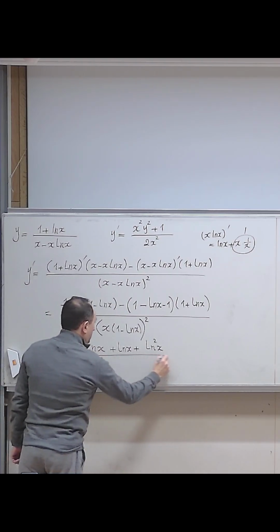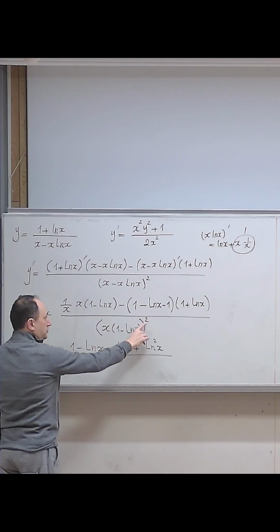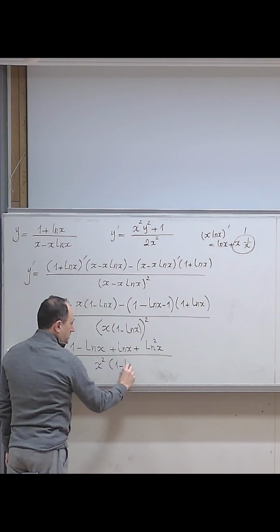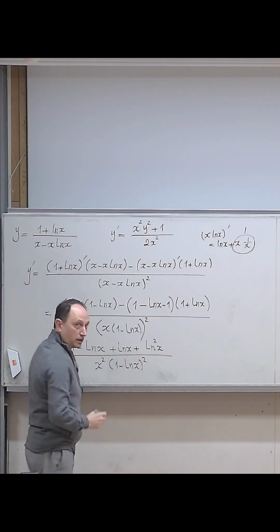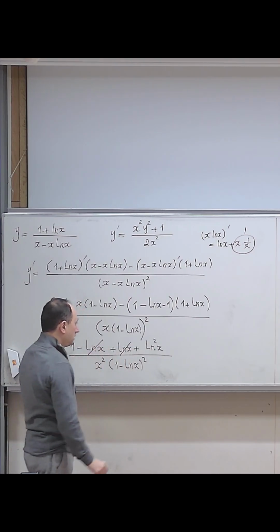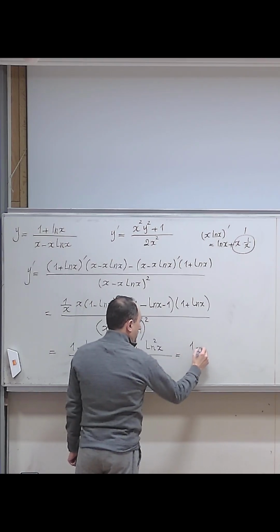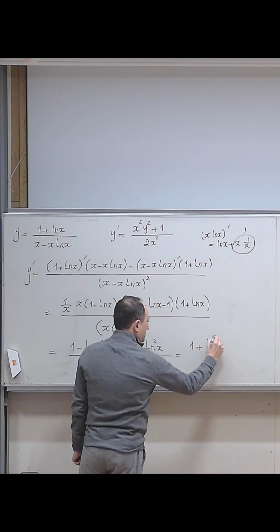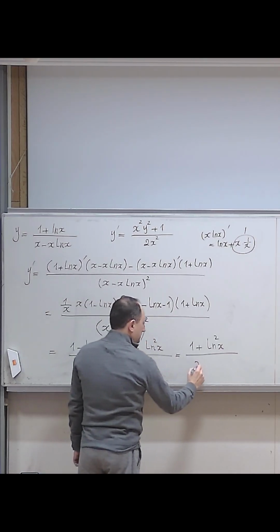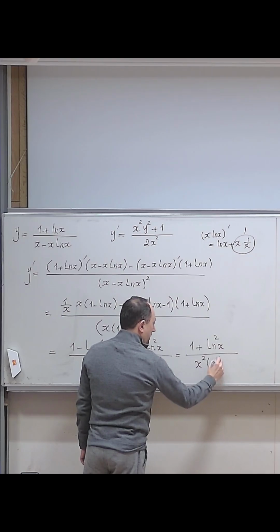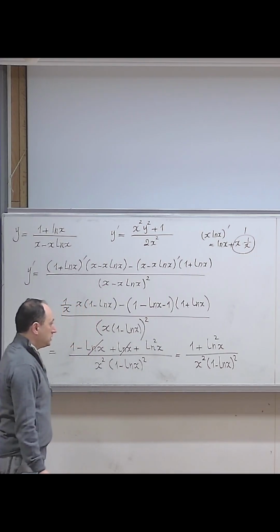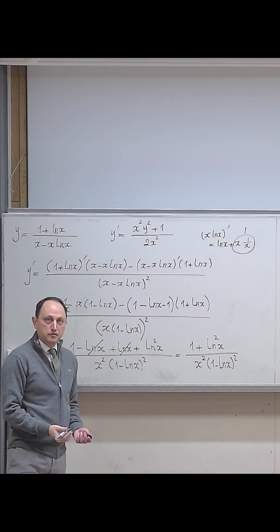And in the denominator, this is a product to the power 2, so this becomes the first one squared times the second one squared. Yes, one more step. This minus ln x and that ln x are gone. So this becomes (1 plus ln x) squared, divided by x squared times (1 minus ln x) squared. This is indeed done. So the derivative is finished.